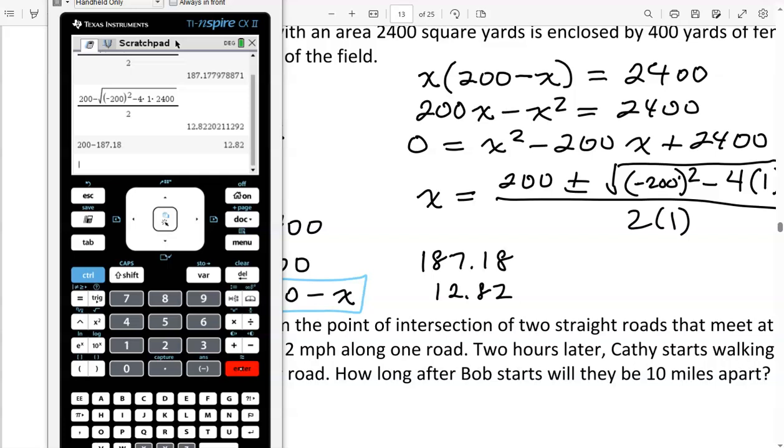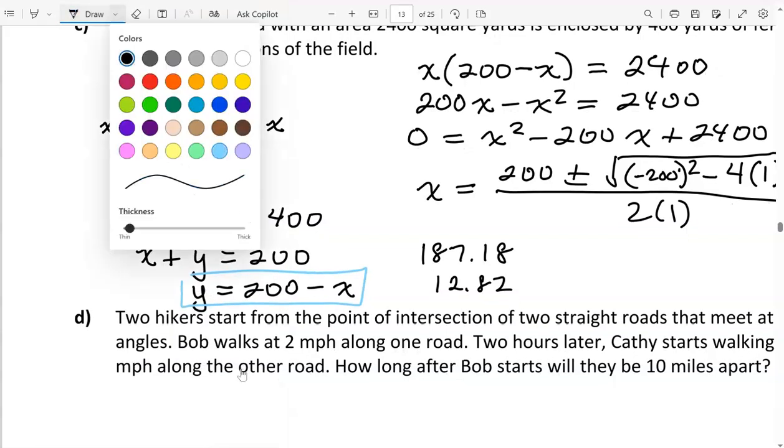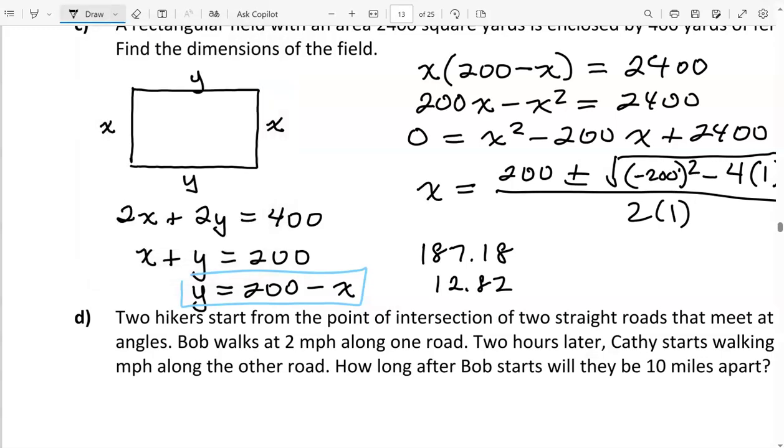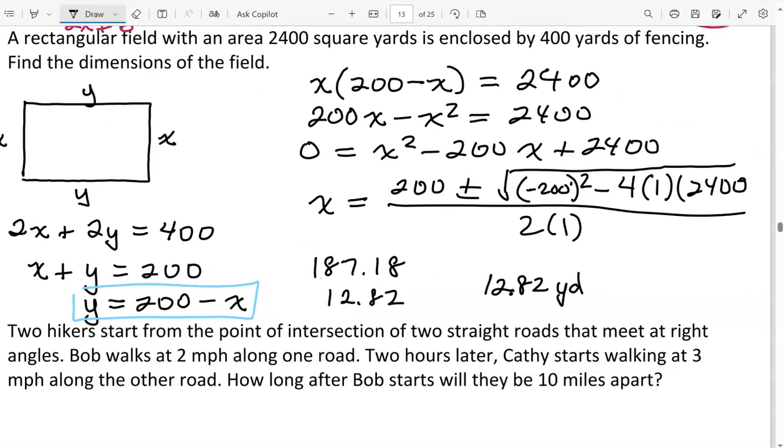And it turns out that if our width is 12.82, then our length is 187.18. In this case, the solution gave you both the length and the width. That doesn't always happen, so beware. So the dimensions of the field are 12.82 yards by 187.18 yards.